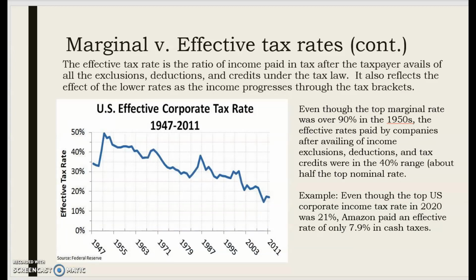Now, we've talked about the marginal rate. Now let's talk about the effective tax rate. Obviously, as your income is low, you're going through low tax brackets. But as your income increases, your maximum nominal rate goes up. Even looking back to when it was in the 90% range, nobody really ever paid more than about 50%, maybe even less than that in the 40s, because you get to avail of all the tax attributes of the lower brackets. You get the exclusions, the deductions, and the tax credits that drop your effective rate down quite a bit. For example, I looked up Amazon, and in 2020, when the maximum corporate tax rate was 21%, Amazon paid an effective rate of only 7.9% in cash taxes.